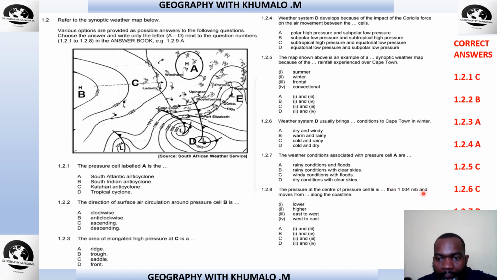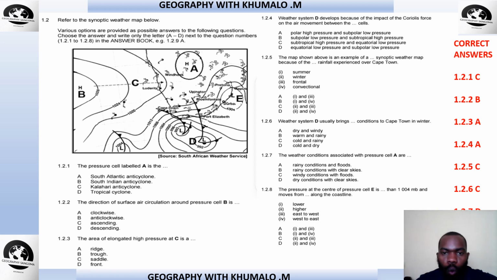Now 1.2.8, the pressure at the center of pressure cell E is lower than 1004 millibars and moves from west to east along the coastline. Another question that is similar to 1.2.5, where we have two pairs of answers. Our correct answer there is B, that says 1 and 4. 1 says lower, and 4 says west to east. So that's a mid-latitude cyclone. We know it travels west to east. That is correct. And then 1, the pressure is low. So it's correct. That was another short objective question, grade 12.